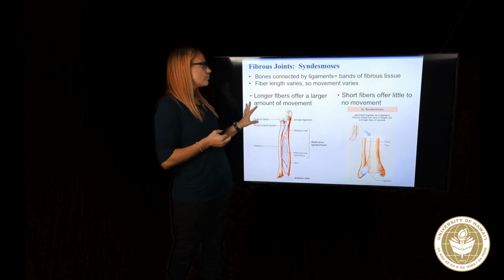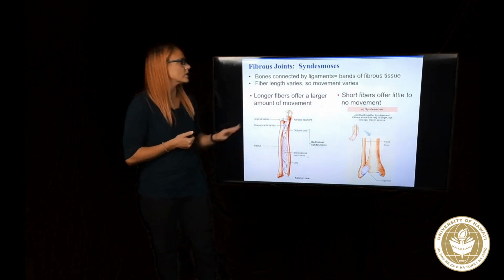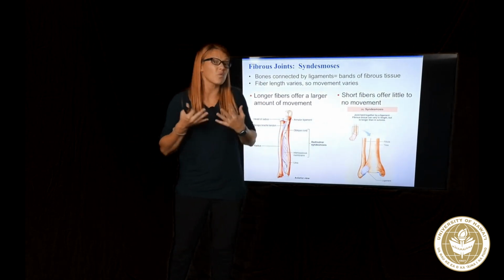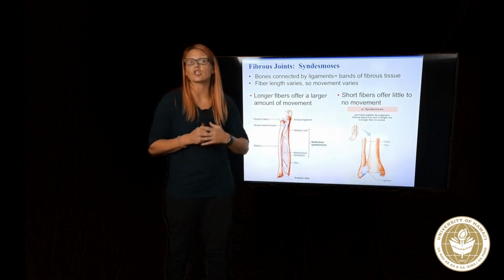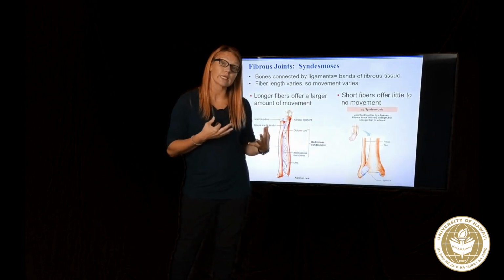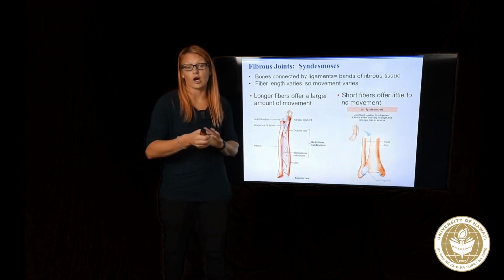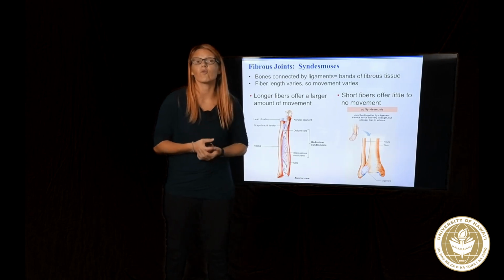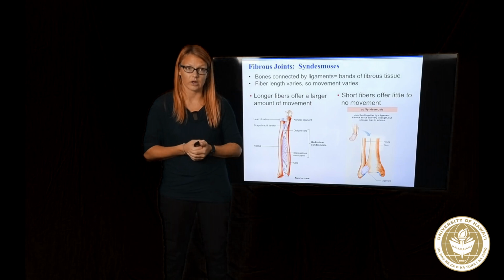The amount of movement that occurs at these syndesmoses is going to depend on the length of the fibers. So it depends on what area of the body that we're looking at. If the fibers are short, there's going to be less movement. Likewise, if those fibers are long, like between our radius and ulna, we're going to see a larger amount of movement that can occur there. So the shorter the fiber, the less movement that occurs.